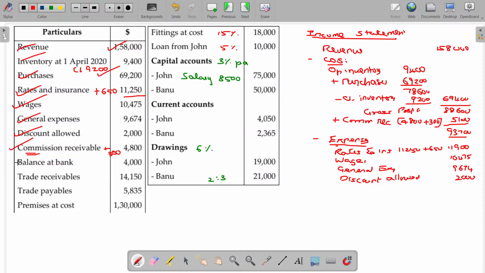Commission receivable is the income already posted. Balance at bank is an asset. Trade receivables, asset. Liabilities. Premises at cost, asset. Fittings at cost, asset, but it carries 15% depreciation on cost. Cost 18,000 rupees. On that, depreciation at the rate of 15% should be calculated. So depreciation on fittings, 15% on this being 2,700. Loan from John. Okay. On that interest is applicable. Interest on partner's loan, on this 5%, 500 rupees will also be deductible.